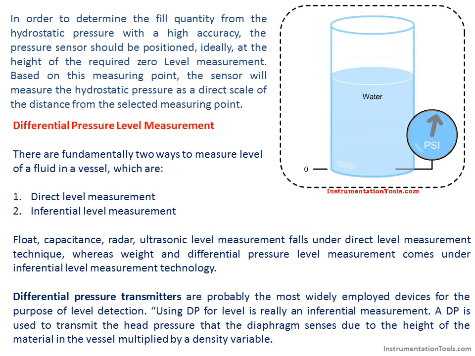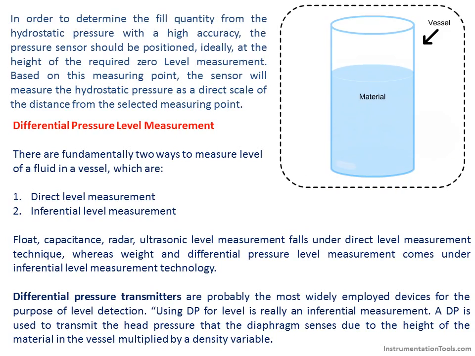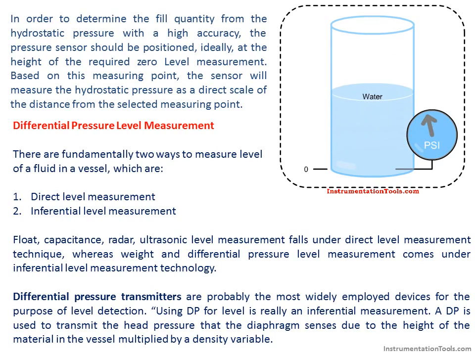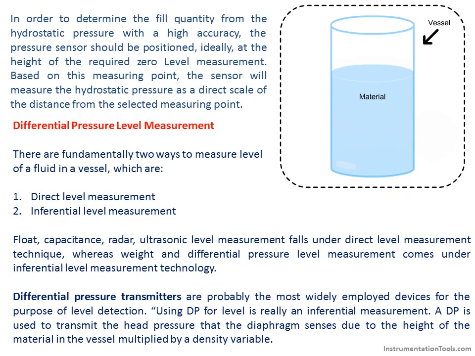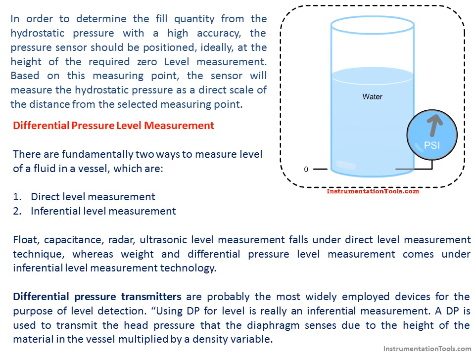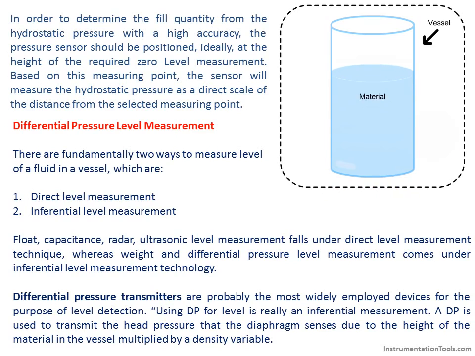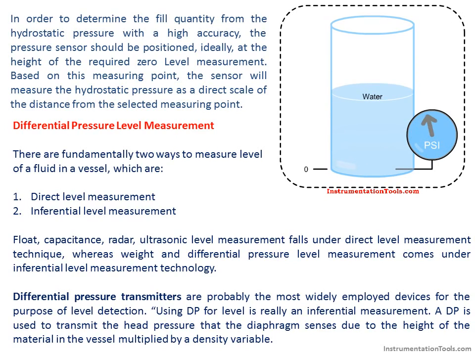There are fundamentally two ways to measure the level of a fluid in a vessel: 1. Direct level measurement. 2. Inferential level measurement. Float, capacitance, radar, and ultrasonic level measurement fall under direct level measurement technique, whereas weight and differential pressure level measurement come under inferential level measurement technology. Differential pressure transmitters are probably the most widely employed devices for the purpose of level detection. Using DP for level is really an inferential measurement.